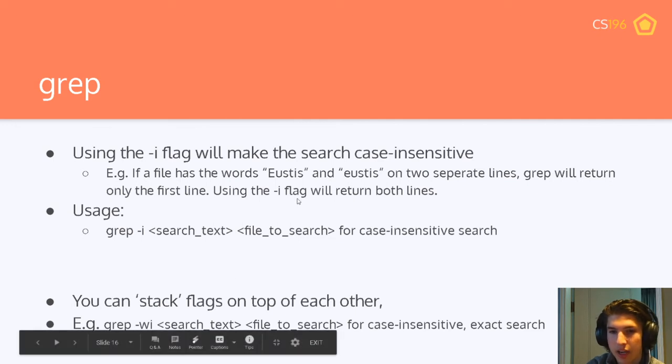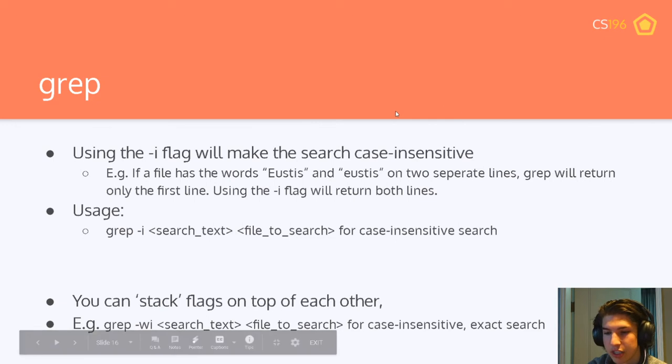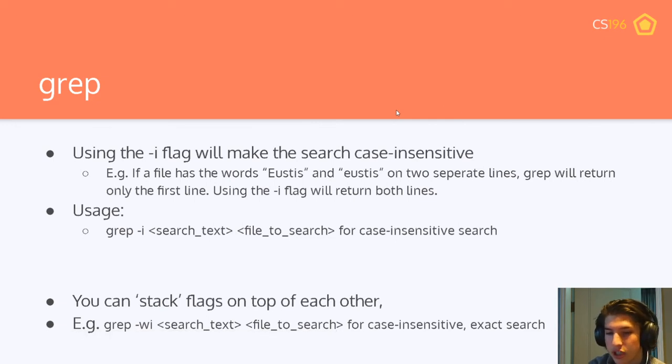Additionally, with grep, as well as pretty much every other command, you can stack flags on top of each other. So if we do grep -wi, it'll do a case-insensitive exact search. What that would do is we'll only get returned lines that have the variation of Eustis in caps, and then we won't get stuff like Eustis, William.